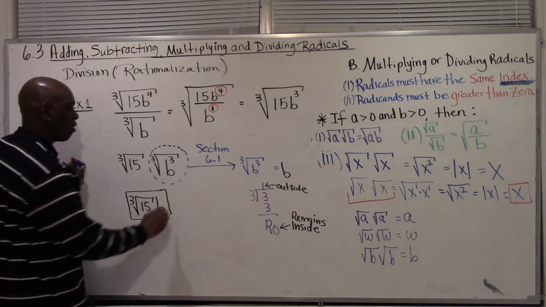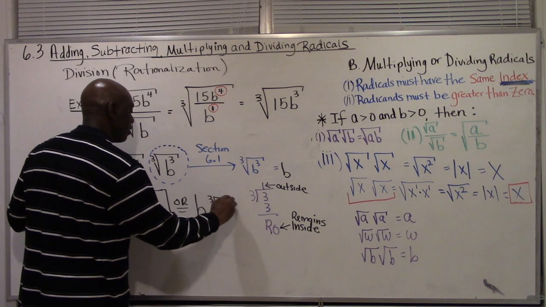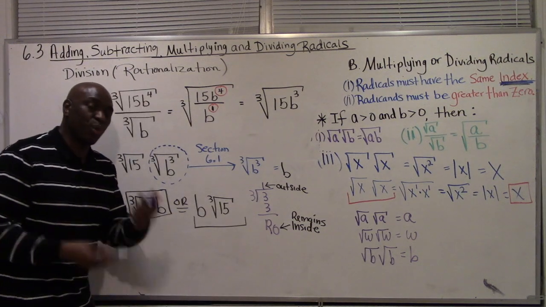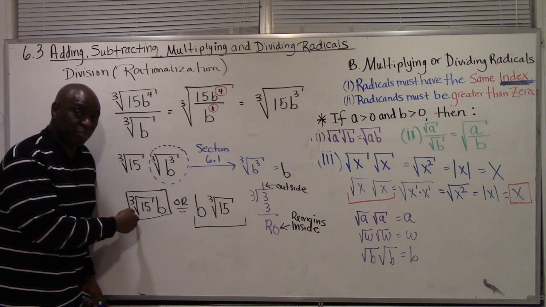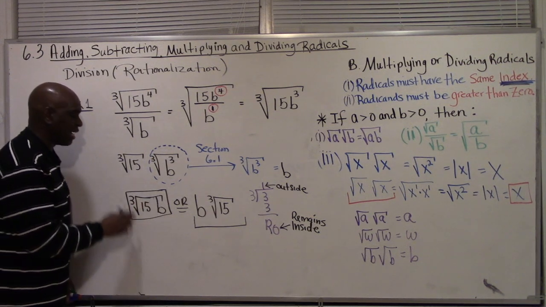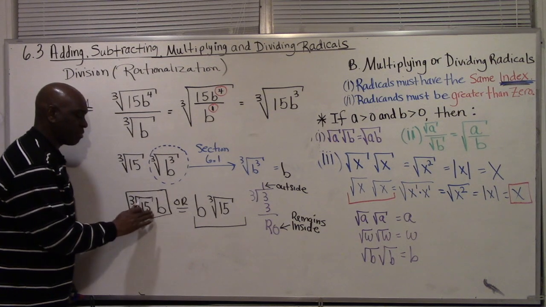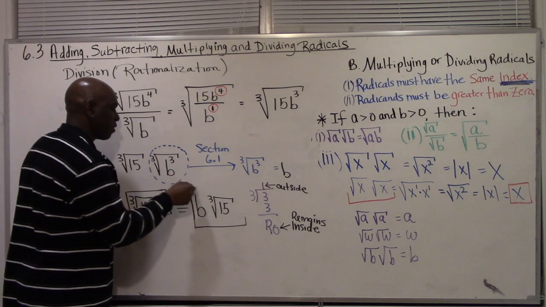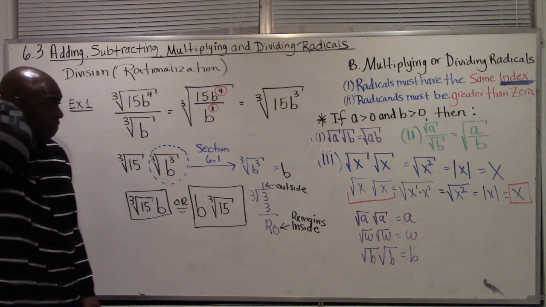That's the answer. Or you can write it like this. b cube root 15. In fact, I like this way better. Write it like this so you won't get confused. If you write it the other way, some of y'all might put the b inside the house, making it longer, and that's absolutely wrong. Absolutely incorrect. So to avoid that mistake, write the b first. So this is our answer: b cube root 15.